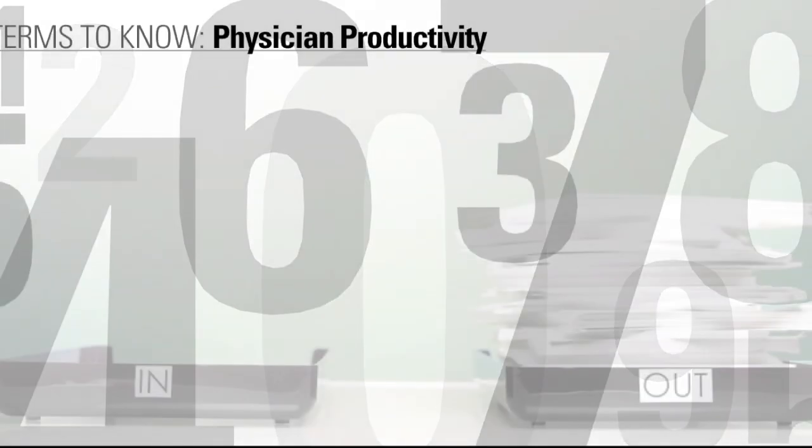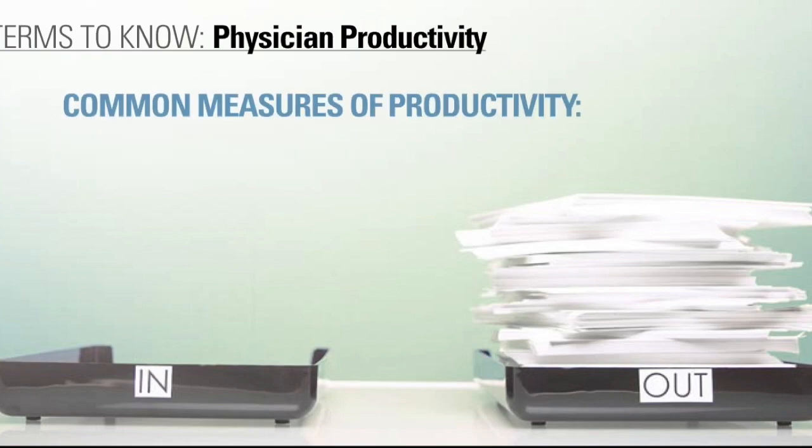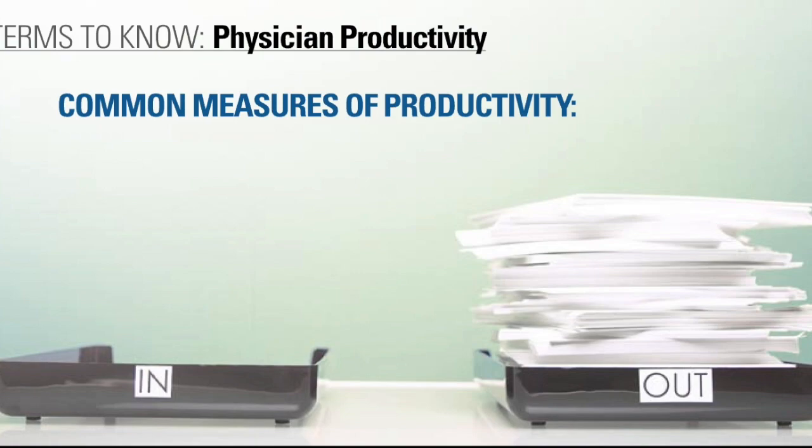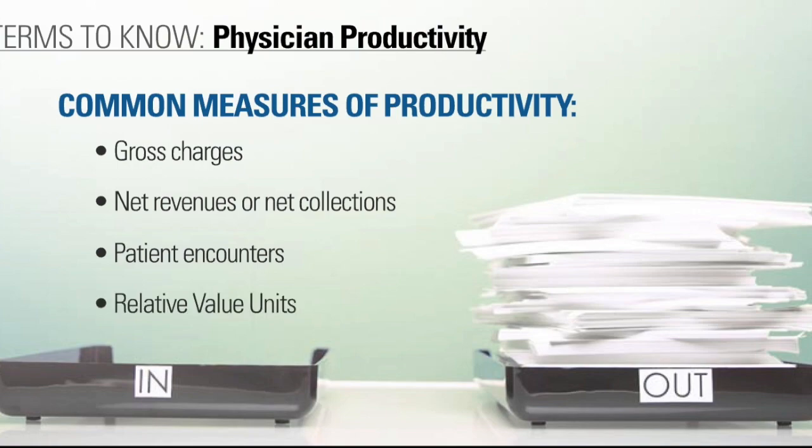Physician productivity is a measure of physician work or output. Most physician compensation plans use some form of productivity in determining compensation because productivity measures are generally reliable and consistent. Commonly used measures of productivity include gross charges, net revenues or net collections, patient encounters, and work relative value unit, RVU, production. These measures of productivity are commonly used for clinical activities, but some compensation plans may also incorporate productivity measures for non-clinical activities, such as referred technical services within the group practice.